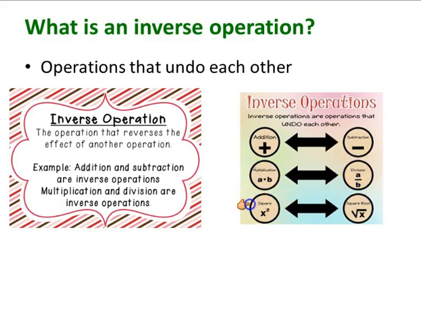And then we've got squares and square roots. Those are opposites of one another. And again, these can work in either direction. If you have a variable that's being subtracted by a number, you would add a number to undo that.